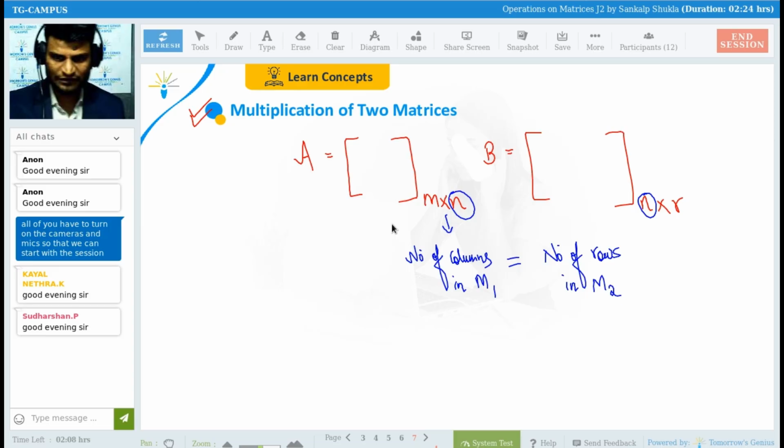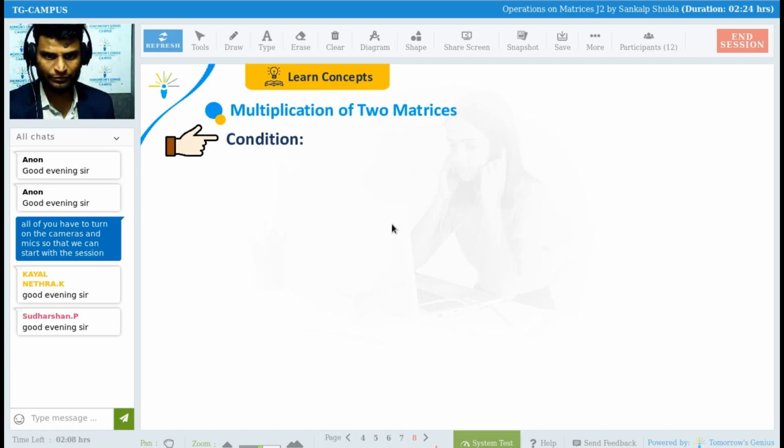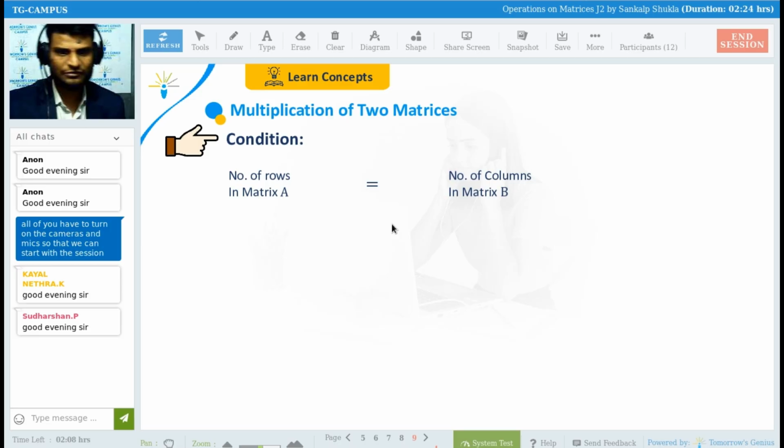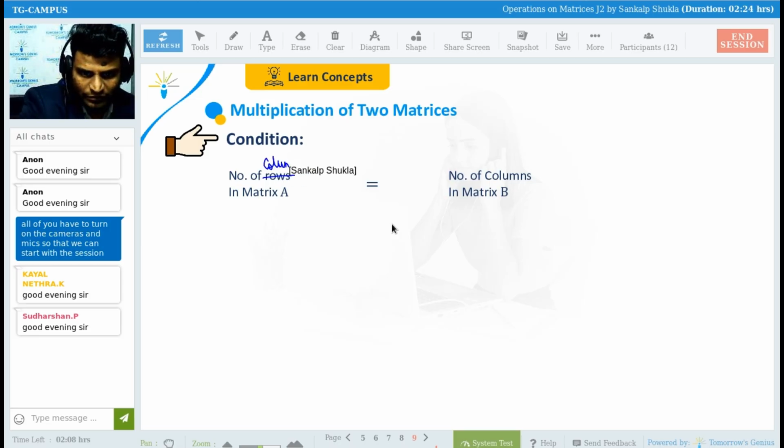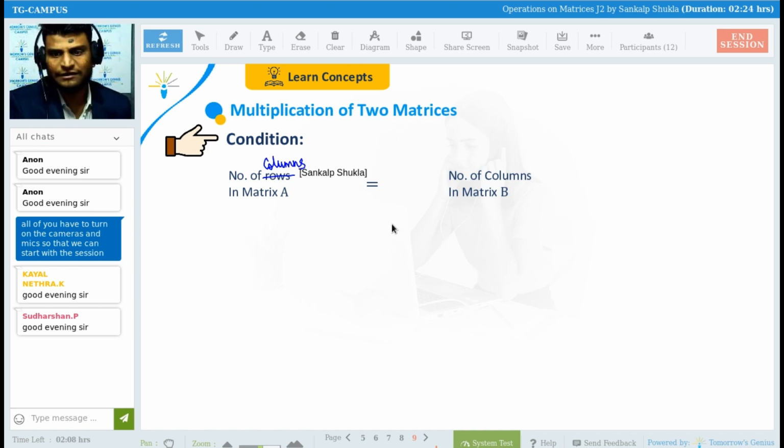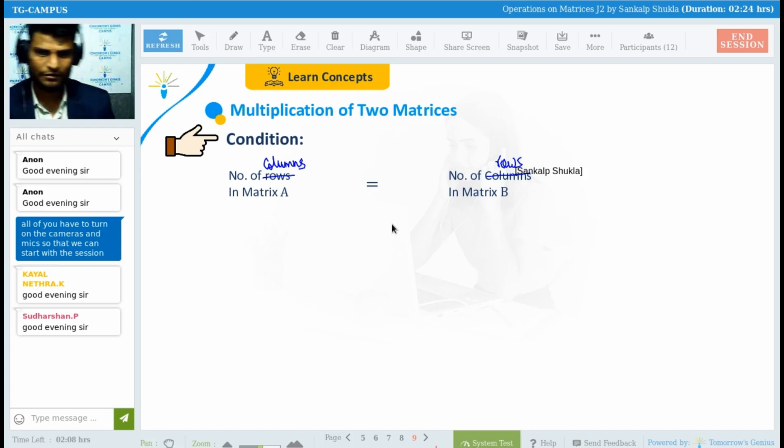So this is the condition that is clear. Okay, so we'll see how we are going to proceed. This is the condition that I've told you, that the number of columns, again there's a misprint, the number of columns in matrix A should be equal to the number of rows. Fine. The condition is clear to you.